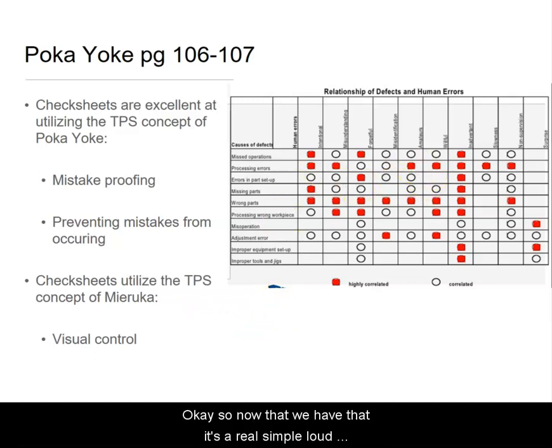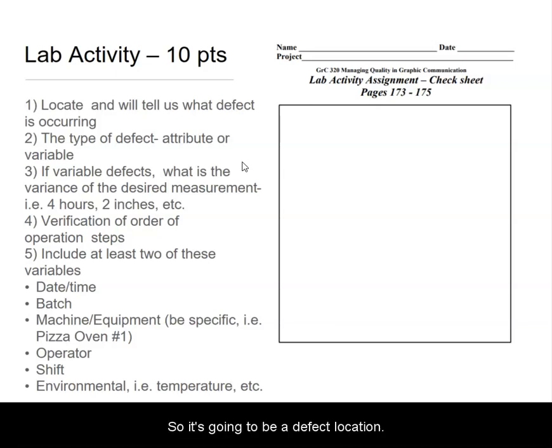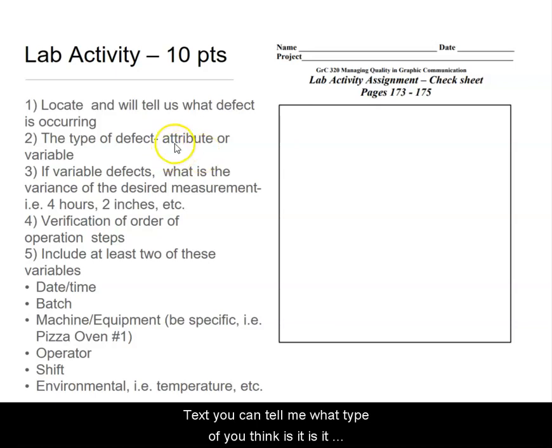Okay, so now that we have that, it's a real simple lab activity. I have just a blank PDF that you can pull out, or you don't have to use this if you don't want. You can use another sheet of paper. What I want you to do is come up with a check sheet from your work, your organizations, or your personal life. I want you to locate and tell us what defect is occurring. So it's going to be a defect location check sheet. You're going to tell me what type of defect. Are you going to count them? Is it countable defects or is it measurable defects? If it's variable defects, what's the variance of the desired measurement?